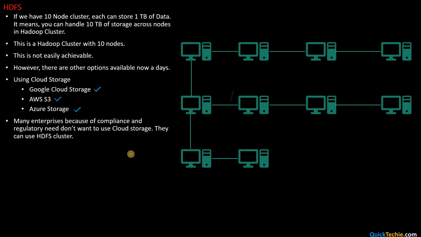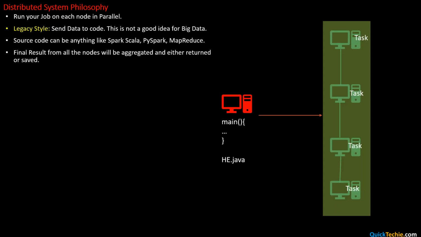Many enterprises, because of compliance and regulatory needs, don't want to use cloud storage and they can use HDFS storage. So private data centers are still using HDFS as a storage. There are various reasons behind that; they need their data to be in premise, or on prem, you can say. So they are still using HDFS, and they cannot directly go to cloud provided storage like Google storage or Amazon S3 or Azure storage or something like that.